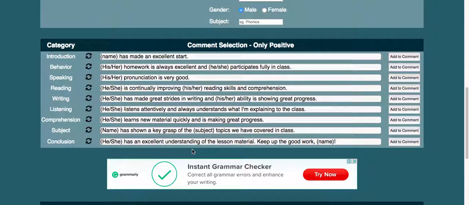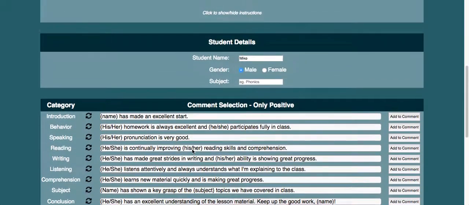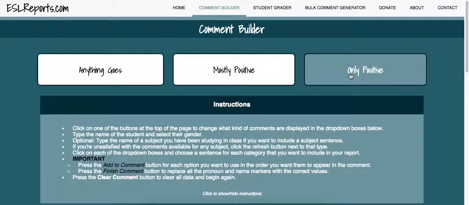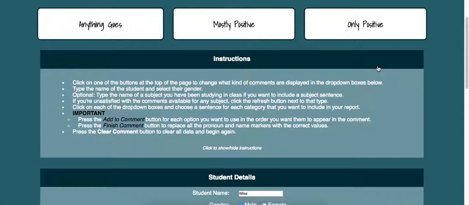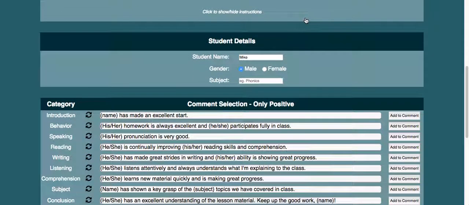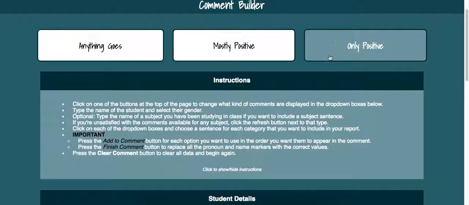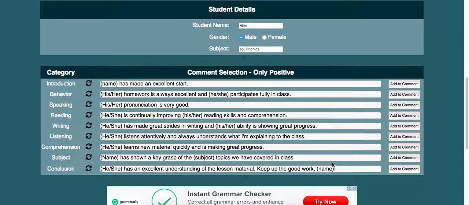So check out eslreports.com, and then check only positive. You can check out mostly positive and anything else if you need to provide some critical feedback, but I'm usually in only positive, and then give it a whirl and let me know what you think in the comments below.